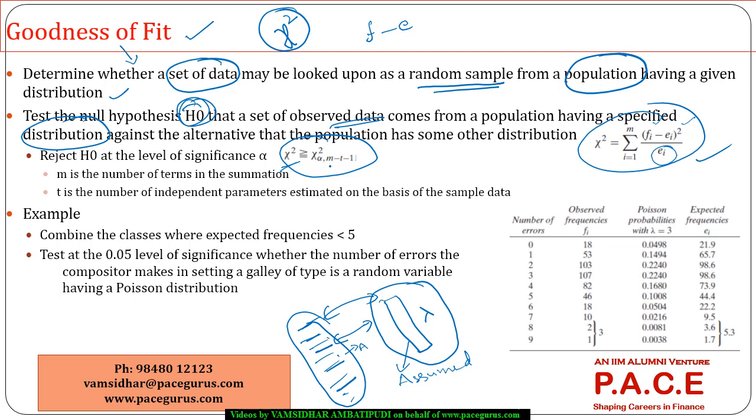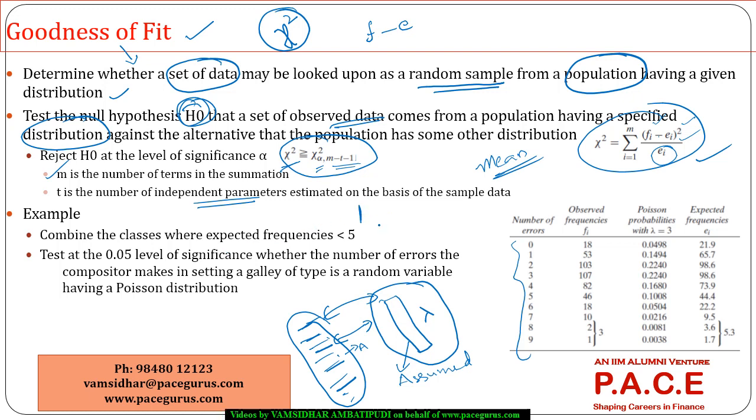We will reject the null hypothesis when this value is greater than chi-squared with alpha level of significance and m minus t minus 1 degrees of freedom, wherein m is the number of terms in the summation. In this example, there are 10 terms in the summation, so that is my m, and t is the number of independent parameters estimated. What am I estimating here based on the sample data? Only the mean is getting estimated, so I am taking only one.